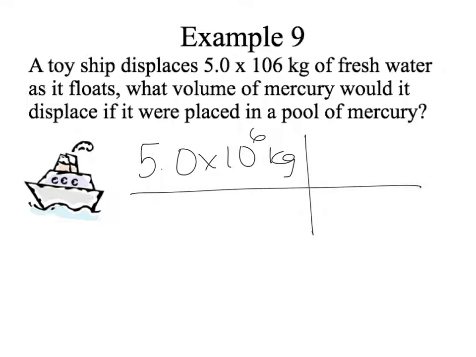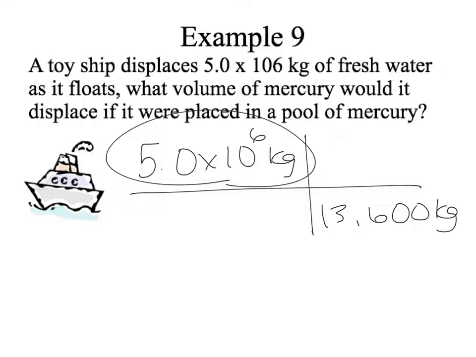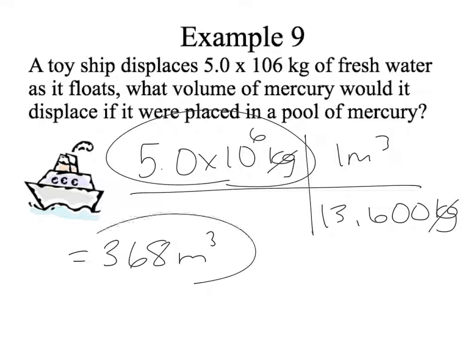But the question is volume of mercury. But understand that it still has to displace kilograms of whatever fluid it's in. So mercury just happens to be extremely dense. So you aren't going to have to displace a whole lot to get it to float. That's how much mercury. Again, if this were fresh water, I'd put 1,000 here. If this were seawater, I'd put 1,025. It just depends. That's the volume that you need.